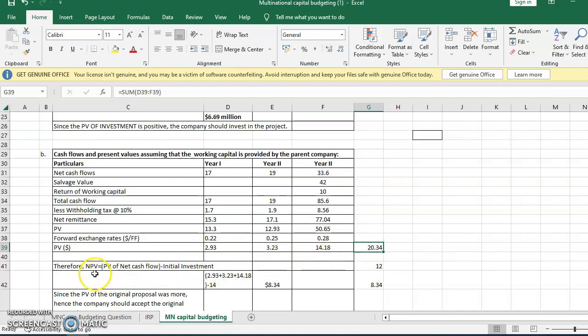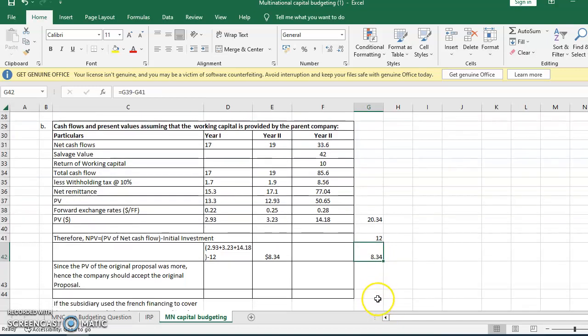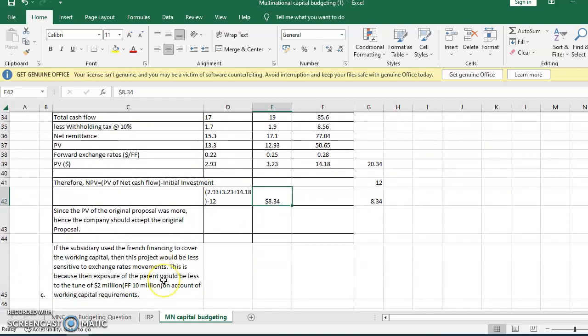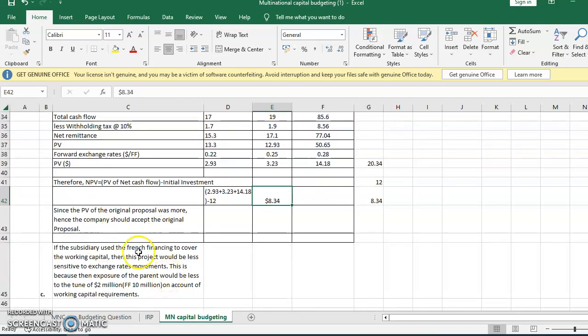So how do we reach the NPV? Net present value is the PVCIF minus the initial investment. So when I add this together, I get 20.34 minus the initial investment. Okay, this is not 14 but 12. So 20.34 minus 12 is $8.34. Since NPV is positive and it is also giving you a better return, we can say that the present value of the original proposal without taking the loan is also positive and hence the company should accept the original proposal. Hope you understood this.